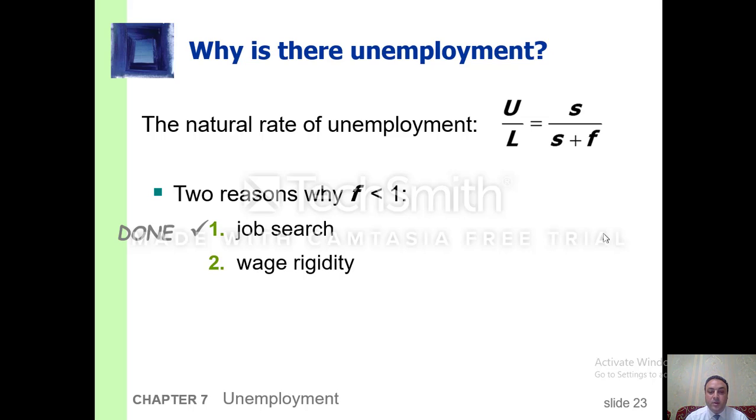frictional unemployment. Next lesson, inshallah, we will see wage rigidity and another type of unemployment related to this reason.